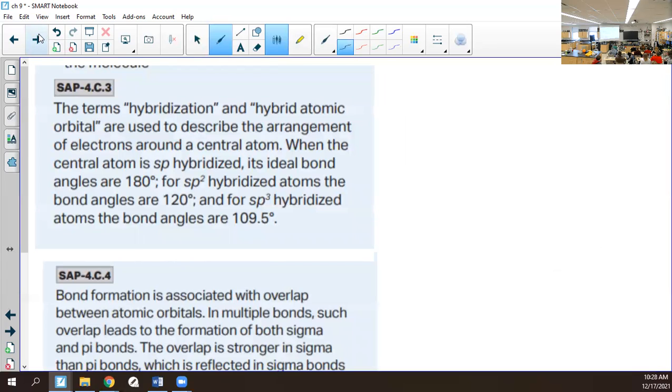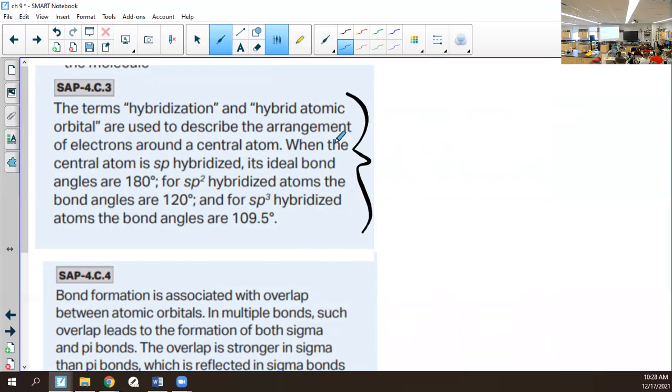All right, this is our goal today. These sound a lot harder than they really are in the test. So the term hybridization and hybrid atomic orbitals are used to describe the arrangement of electrons around a central atom. When the central atom is sp hybridized, its ideal bond angle is 180. For sp2, it's 120. sp3, it's 109.5. These are the things it expects you to know. It goes along exactly with what we've been doing.